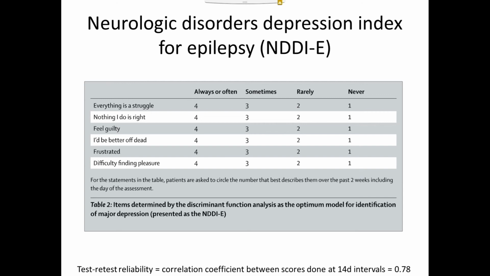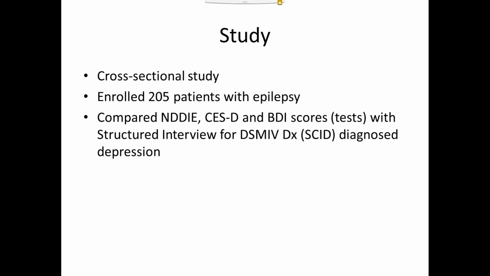After they had their final model, they had an additional pilot testing to look at retest reliability in the same patients, and the correlation coefficient between scores done two weeks apart was about 0.78, which is to be expected because depressive symptoms fluctuate in people with epilepsy and people with depression in general.